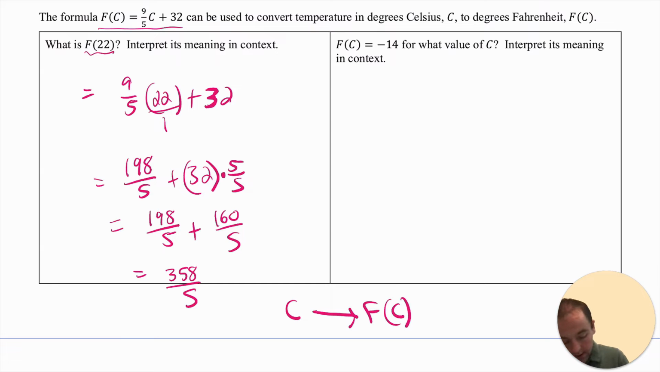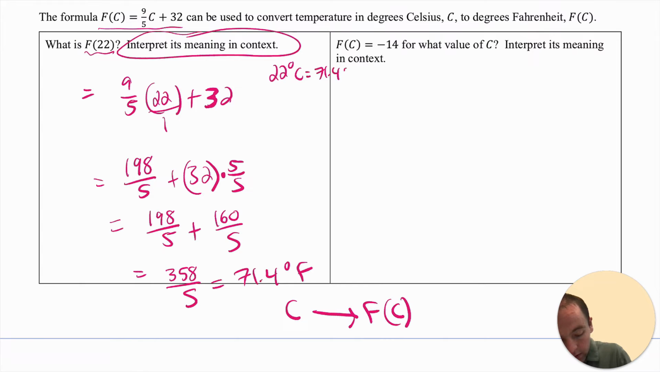358/5 there. When you equate that to a decimal, it does come out to be like 71.4 degrees. And that would be now in Fahrenheit. So it's basically just saying, to interpret this in context, that 22 degrees Celsius is going to measure 71.4 degrees in Fahrenheit.